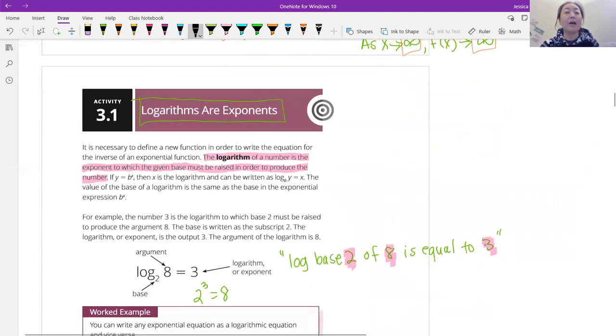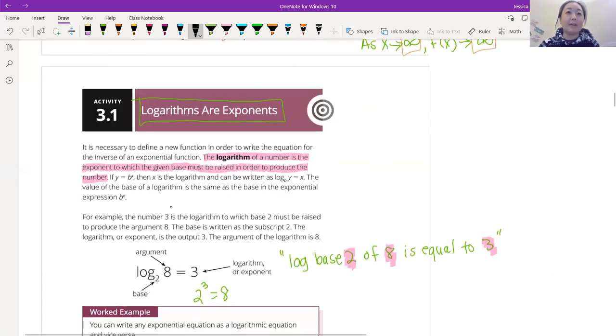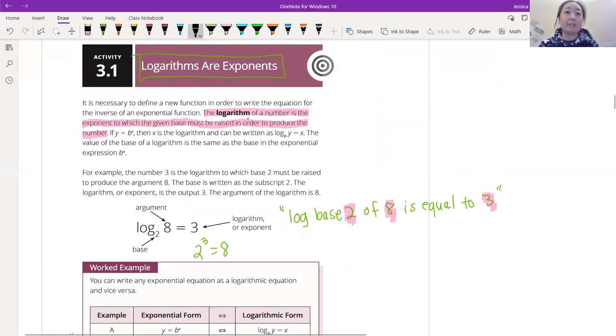All right. So please make sure you box this because it's super important. Logarithms are exponents. That's all they are. Logarithms are exponents. So if you look right here, remember in our do now, what were these logs equal to? The exponent. So what was that question mark? The exponent. So there we go. All right, if you want to highlight this little thing right here, it says the logarithm of a number is the exponent to which the given base must be raised in order to produce the number.